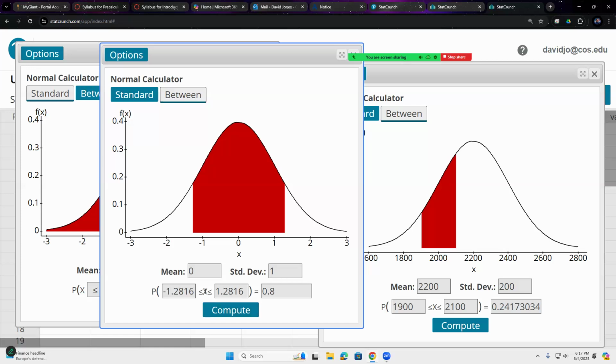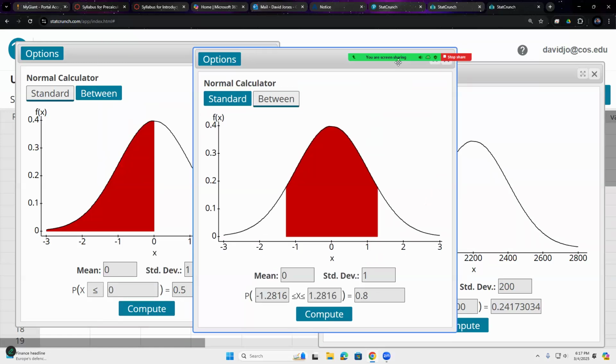Now, this says X, but it really means Z. When the mean is 0 and the standard deviation is 1, this is a Z-score, not an X-score. They don't make a difference. They're not going to reprogram it. They don't do one for each because that's just more to have in there. They're really the same value, just a different letter. So apparently, the Z-score we're looking for is 1.28, and it's plus or minus 1.28. Notice that they are the same number other than a negative sign.